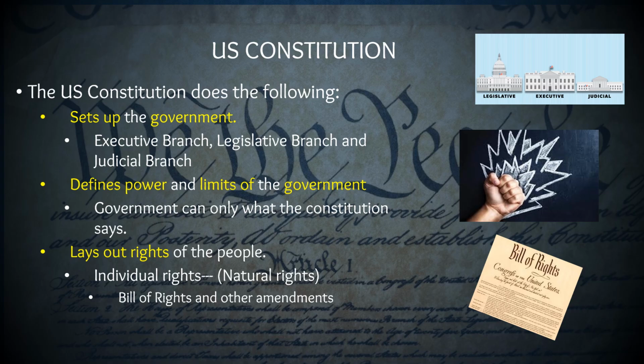So let's talk about the U.S. Constitution and what it does. The United States Constitution sets up the government. So it sets up the executive branch, the legislative branch, and the judicial branch, which we'll talk about at more length in the next couple of slides. It defines the powers and limits of the government. So government can only do what the Constitution says. Sorry for the typo. And then it lays out the rights of the people, so the individual rights, those natural rights, but also something known as the Bill of Rights and other amendments that were added to the Constitution after it was written.